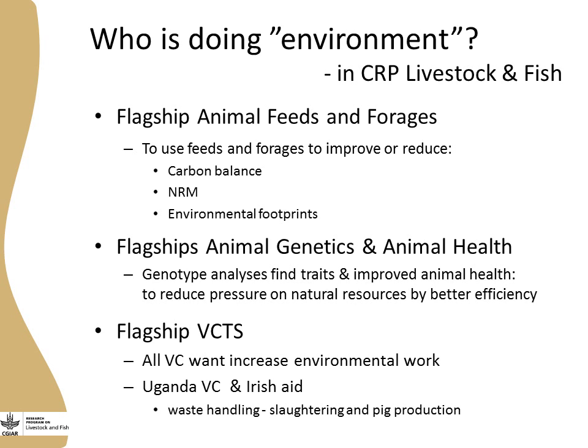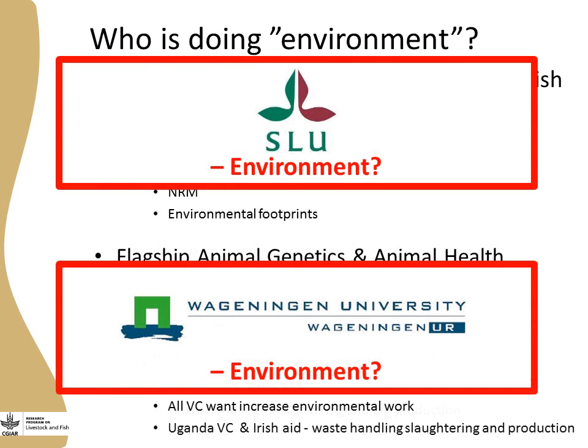And of course, in VCTS, we have the value chains, and most of the value chain leaders are very keen to increase their work on environmental issues. One example is the Uganda value chain, who operates with Irish Aid money and will this year focus on waste handling from slaughterhouses and the general pig production. However, we should not forget our new partners in livestock and fish. I hereby invite SLU and Wageningen University to see if they can contribute to our environmental agenda. Welcome.